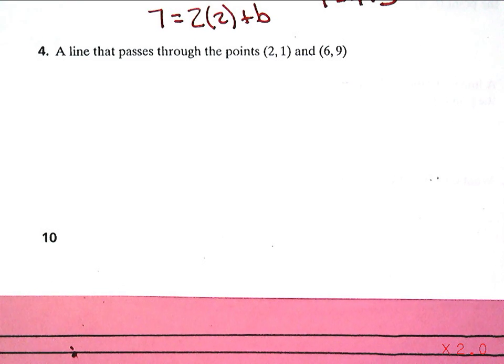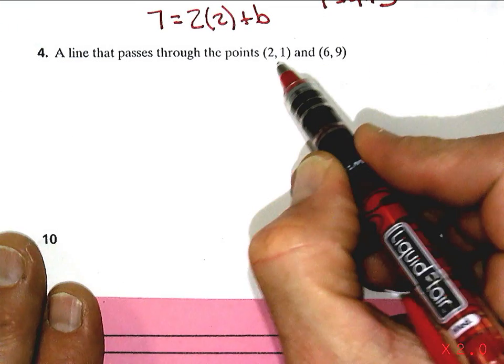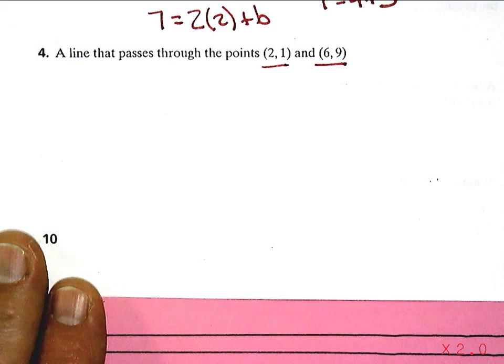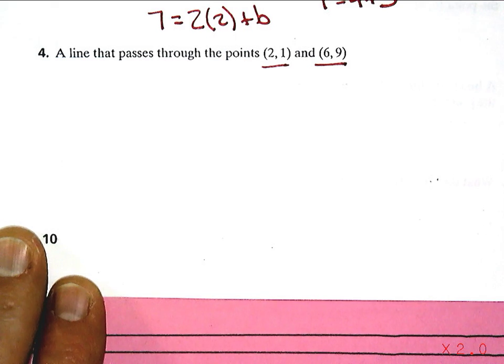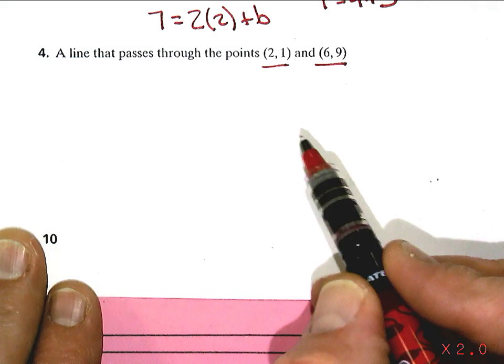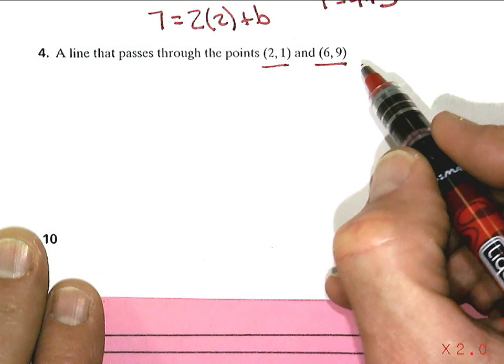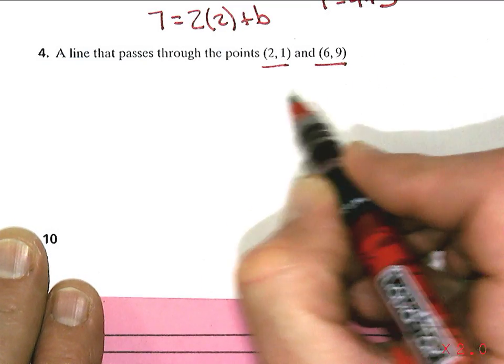So we're working on problems from Thinking with Math Models, investigation to additional practice. And this is question number 4. Again, we have just 2 points given on the graph, and from those 2 points, we need to come up with an equation and a graph of the line that it makes.